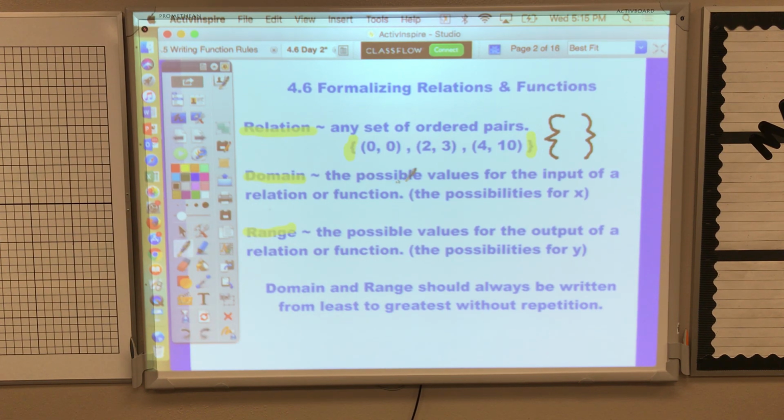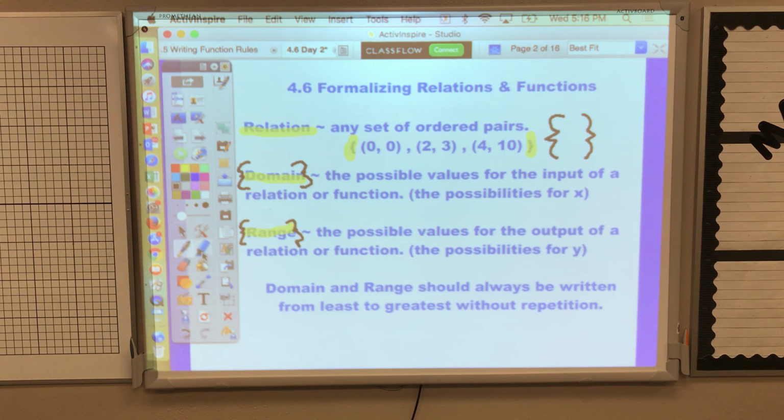The domain is the possible values for the input of a relation or function. Remember, your input is your x, so it's the possibilities you could plug in for x. This domain is a type of set, so when you list a domain, it needs to be inside of braces. Same with your range. It's a type of set. The range is the possible values for the output of the relation or function, which means it's your possibilities for y.